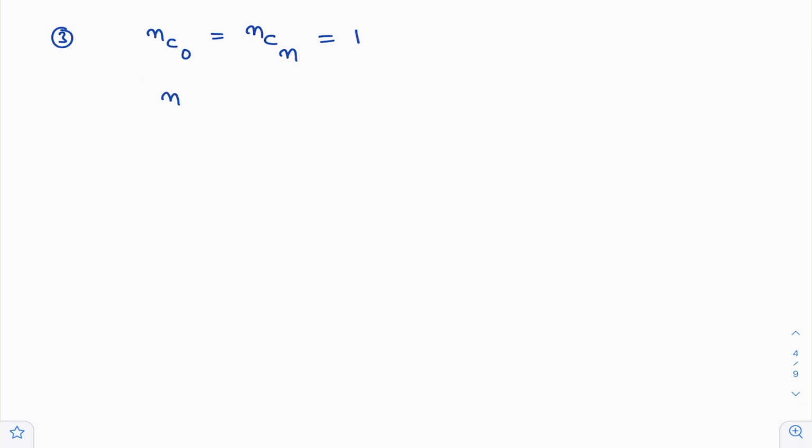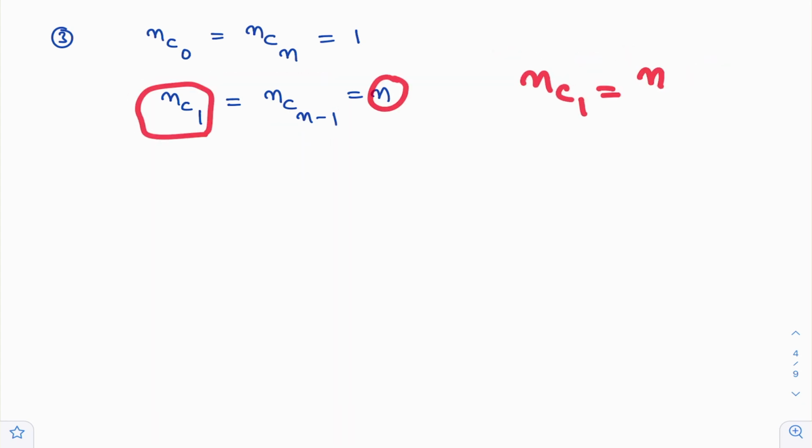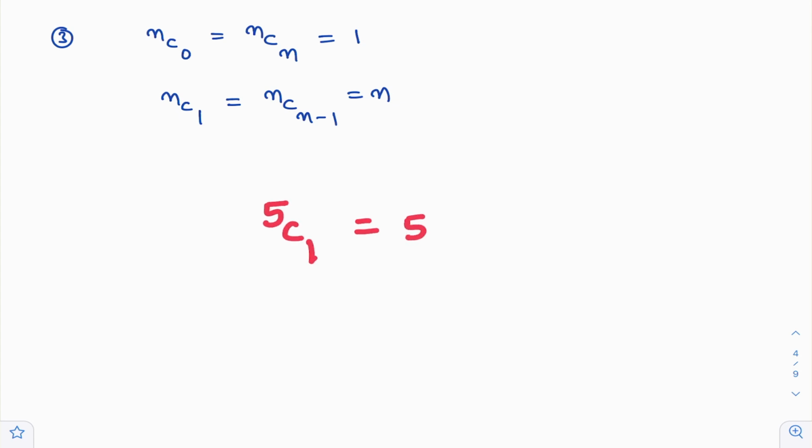In this only, I'll write one more. nC1 is the same as nC(n minus 1), which is n. We can easily say this because you know the formula nCr is the same as nC(n minus r). nC1 is n by 1, which is n. So while doing a problem, if you get 5C1, there is no need to calculate; directly you can write 5. If you get 100C1, what is it? Directly 100.